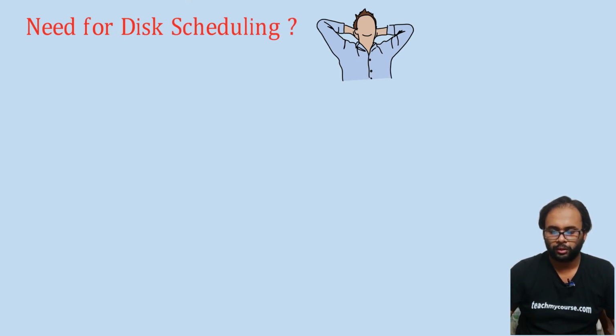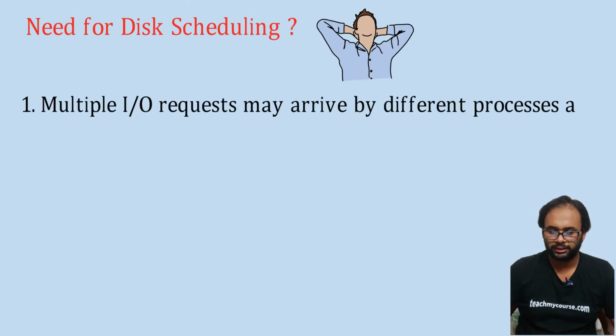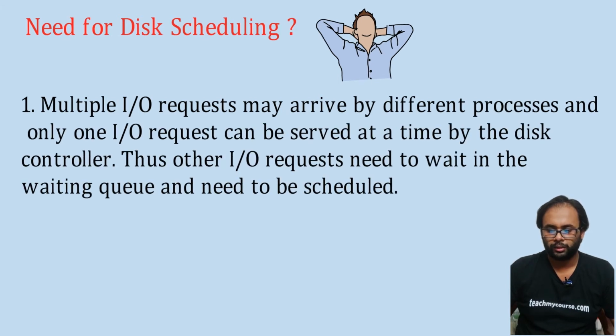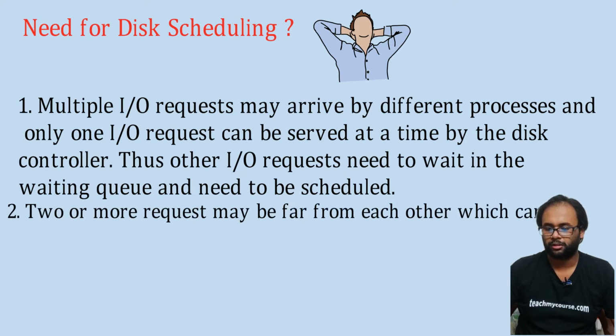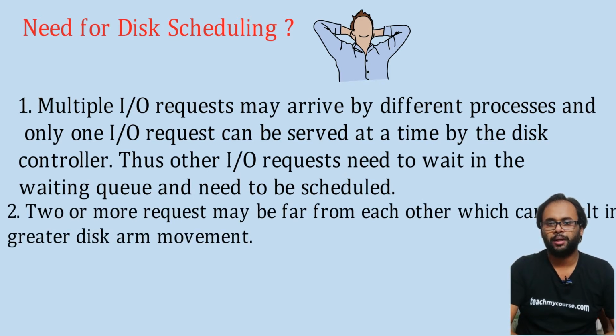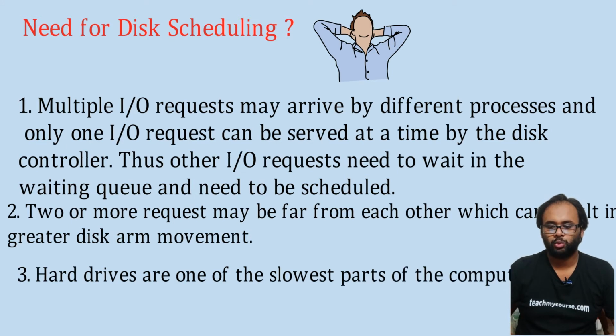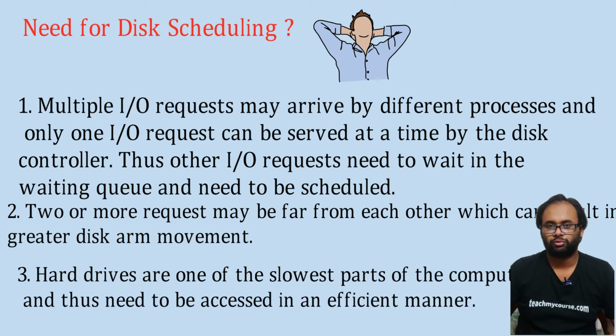Multiple input-output requests may arrive from different processes and only one input-output request can be served at a time by the disk controller. Many processes may be demanding the hard disk, that is, the input-output usage from it. Like you are copying, pasting, cutting, and requesting some services from processes. So other input-output requests need to wait in the waiting queue and need to be scheduled. There are various input-output requests coming to the disk at the same point of time. Not all can be served, only one can be served at a time.